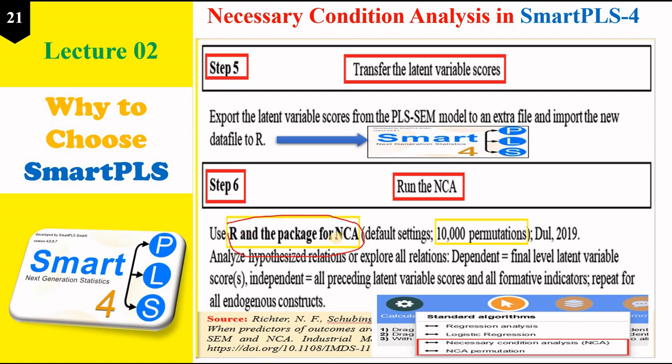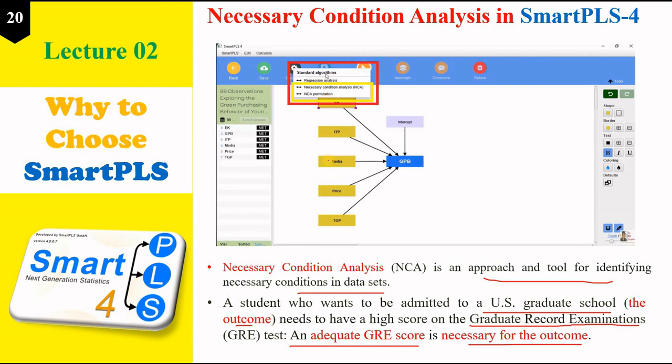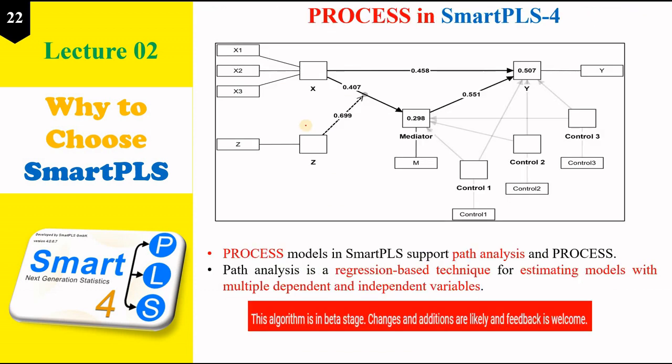But the good thing is that the same technique is available in SmartPLS-4. Another good feature available in SmartPLS is the PROCESS macro. The PROCESS module in SmartPLS supports path analysis, so with the help of PROCESS you can also analyze the path. Path analysis is a regression-based technique estimating the model with multiple dependent and independent variables, moderation, and whatever different variables are involved in your model.